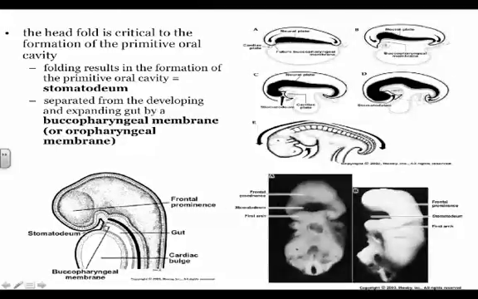This right there is the oropharyngeal membrane. This is the GI tract. So notice the head, really where the mouth is going to be, is the space between the head and the heart.